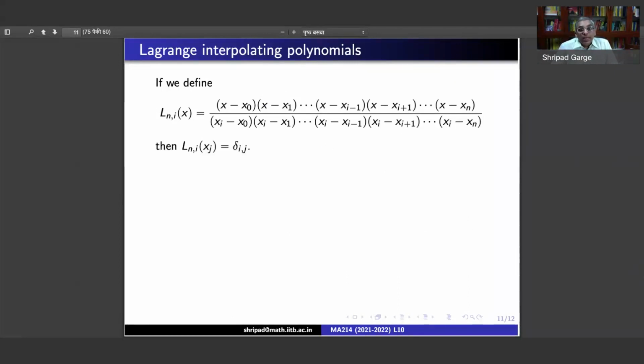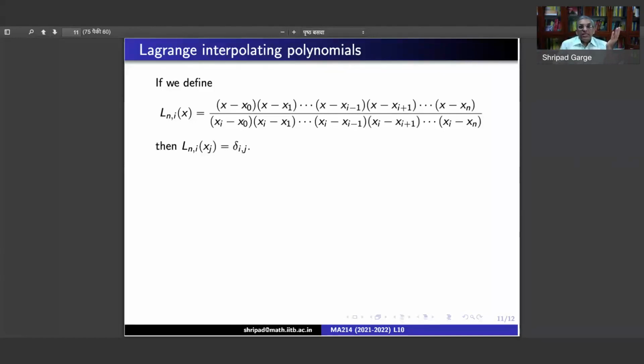If you compute ln i at any other xj, with j not equal to i, you are going to get value 0 because the numerator will give you value 0. At xi, the numerator and denominator are the same, so the value is 1. So we have solved in one go these n plus 1 special problems, where for each i, the value is 1 and all others are 0.